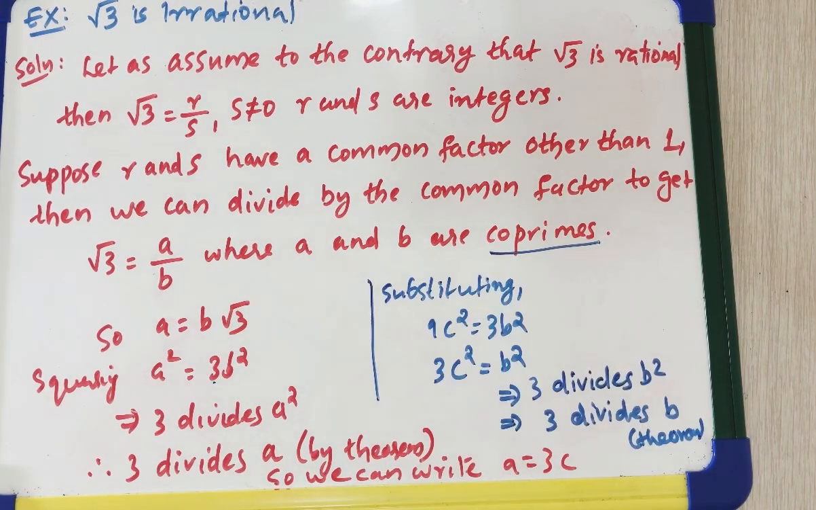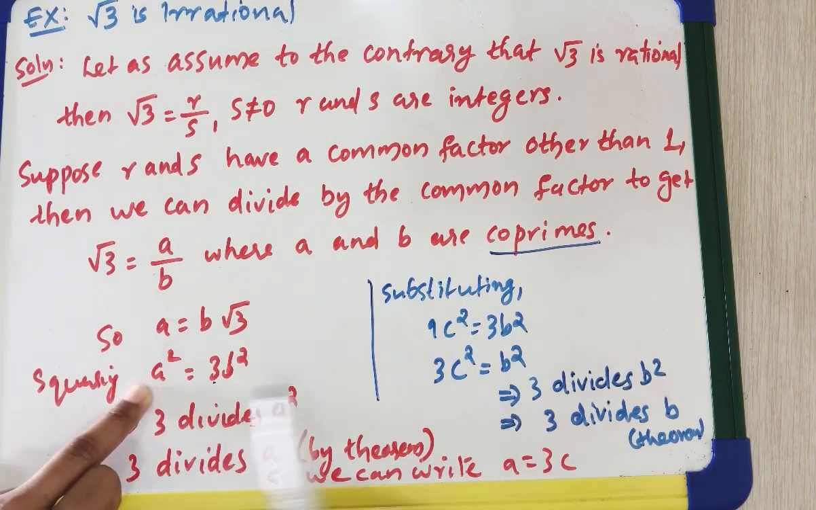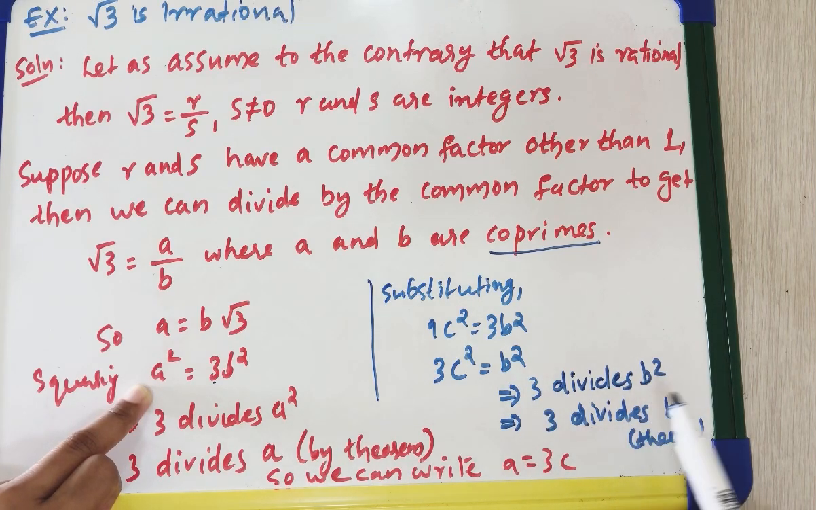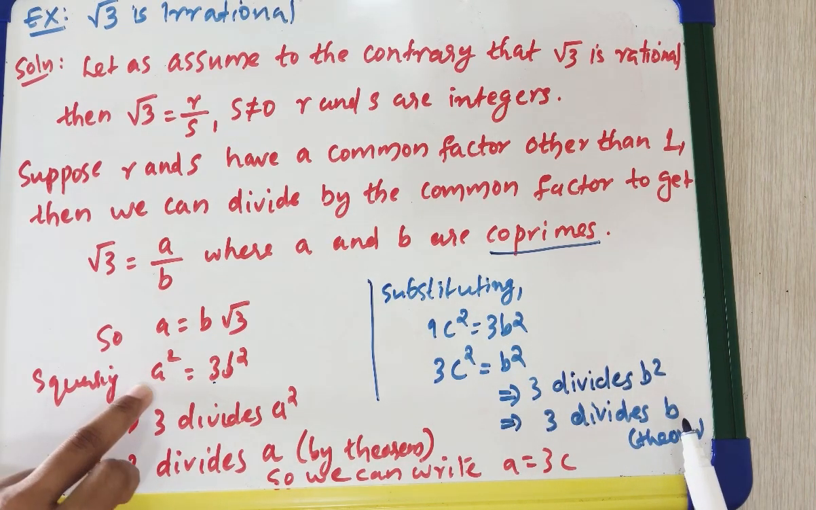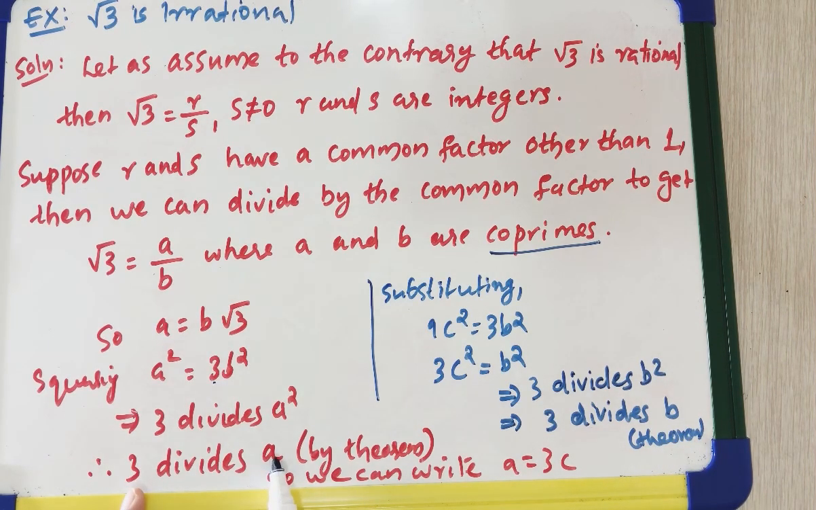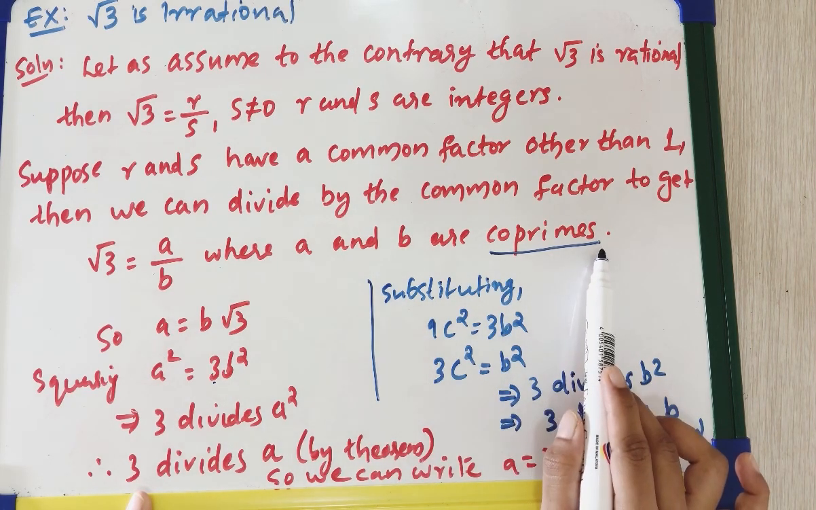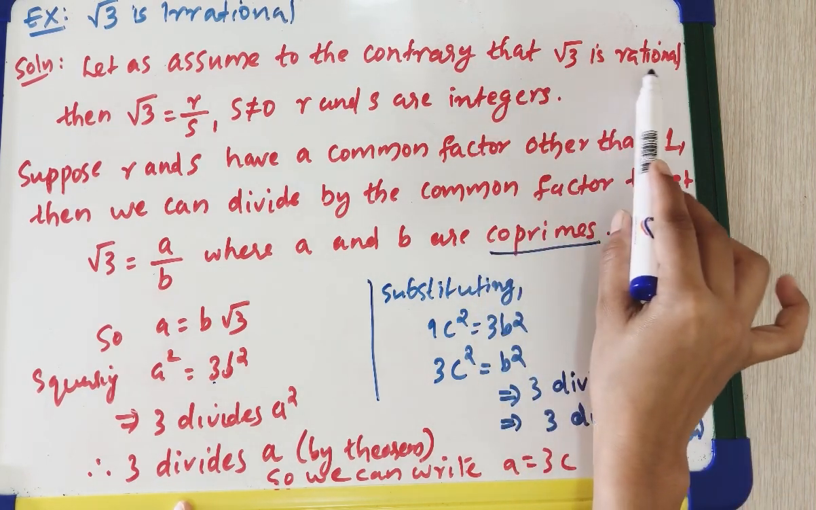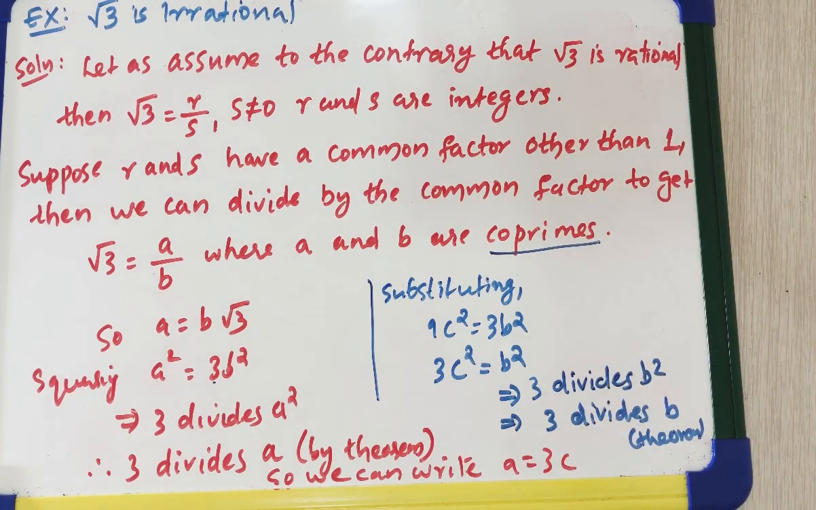Now, substituting a equal to 3c in a square is equal to 3b square, we get 9c square is equal to 3b square, which gives 3c square is equal to b square. This implies 3 divides b square. Therefore, again by the previous theorem, 3 divides b. See, here we get 3 divides a and 3 divides b. Therefore, a and b have at least 3 as a factor, which is a contradiction to our assumption that a and b are co-primes. This contradiction is due to our false assumption that root 3 is rational. Hence, root 3 is irrational.